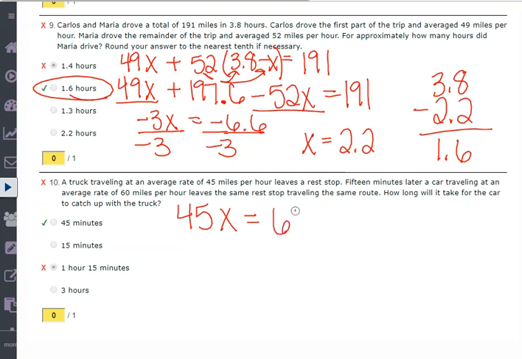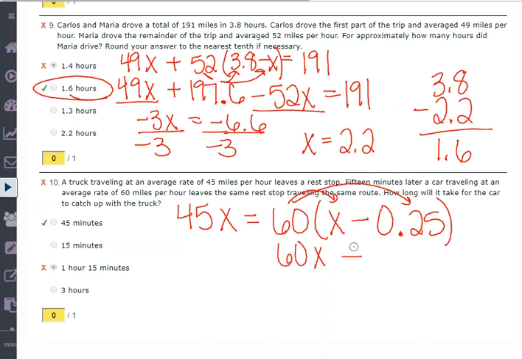The car is 60 miles per hour, but we can't multiply that by x because their time is going to be 15 minutes less. So it's the truck's time minus 0.25. And it's 0.25 because in time, 15 minutes is a quarter of an hour. So the truck is 45x, 45 miles per hour times the time, which we don't know. The car is 60 miles per hour times the truck's time minus the 15 minutes, the later start the car gets. So we're going to distribute and then solve the equation. So 60x minus 60 times 0.25 is 15, and that equals 45x.